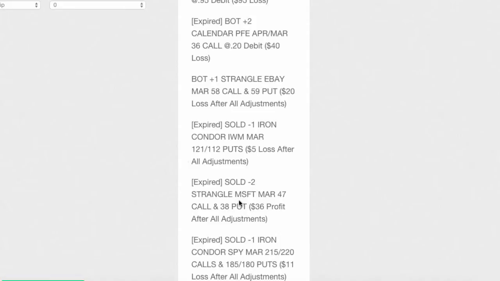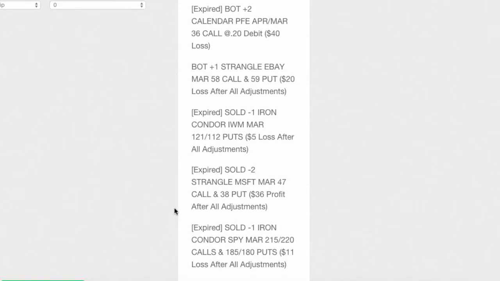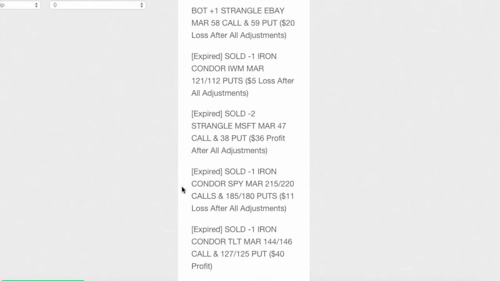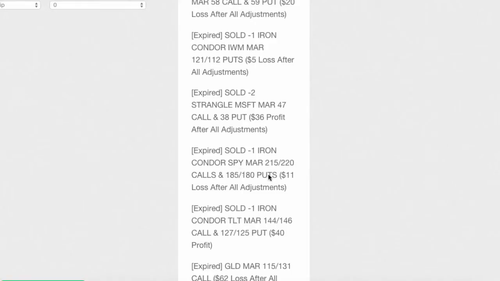Our strangle in Microsoft, what was left of it, we let expire. We took a $36 profit after all adjustments in this position. We took this partially off throughout the month, and then we were just holding on to 2 long contracts as a lottery bet. So we were holding on to these 47 calls and these 38 puts. Again, those both expired. We didn't expect to make money on those 2 individual contracts, but overall we made $36 profit on that.